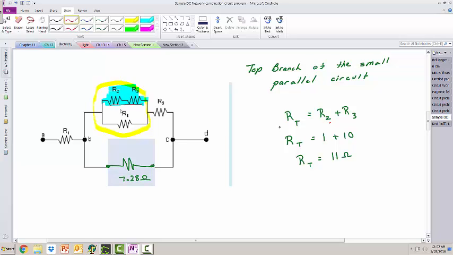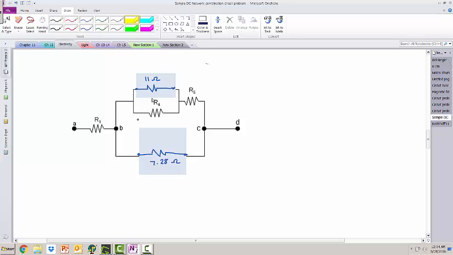Since they're in series, it's very simple. The general formula would be RT equals R2 plus R3. R2 has a value of 1 ohm, R3 has a value of 10 ohms, so the total resistance of those two resistors is just 1 plus 10, or 11 ohms. So I'm going to redraw my circuit, and when I redraw it, I'm going to replace these two with this one resistance. So now I took the top branch of this small mini parallel branch and replaced the two separate resistors with one equivalent resistor of 11 ohms.